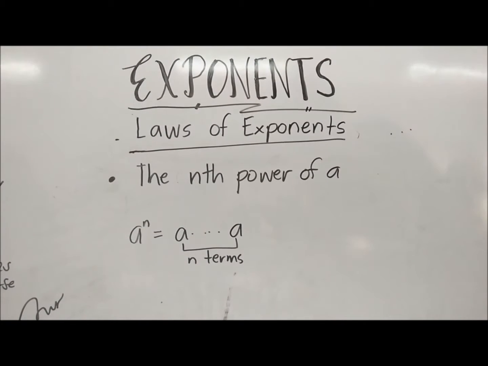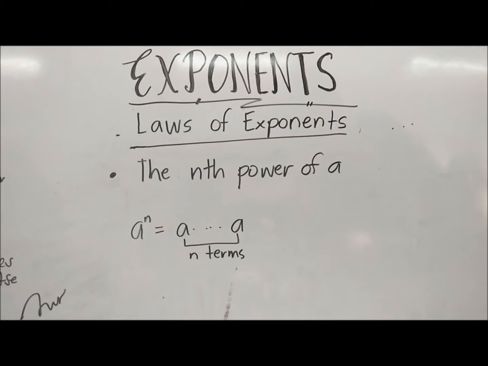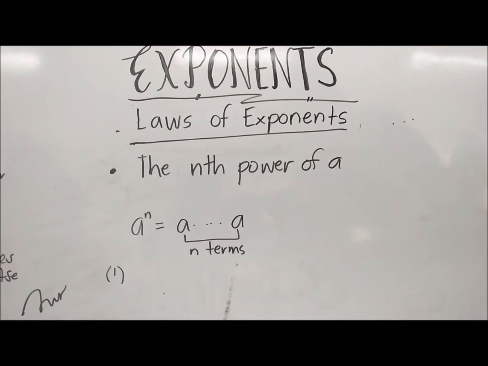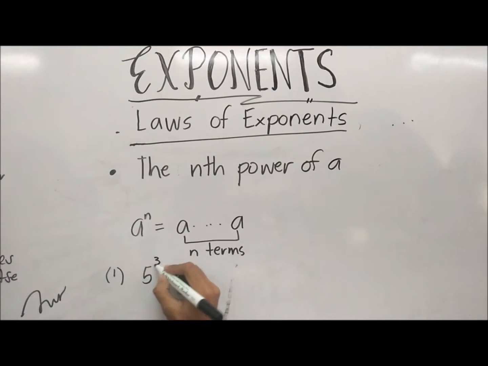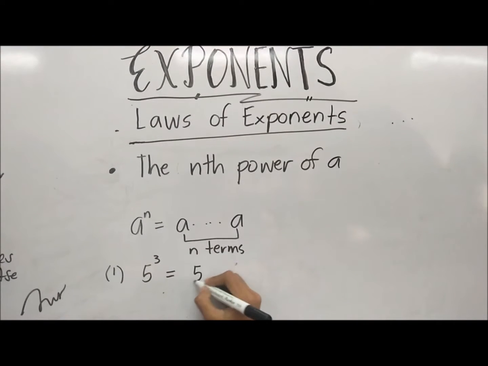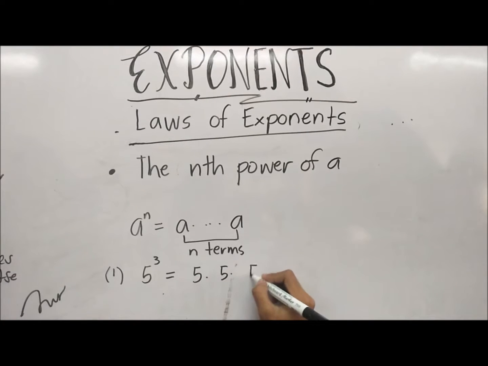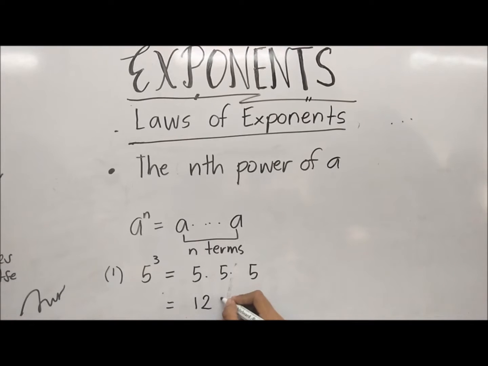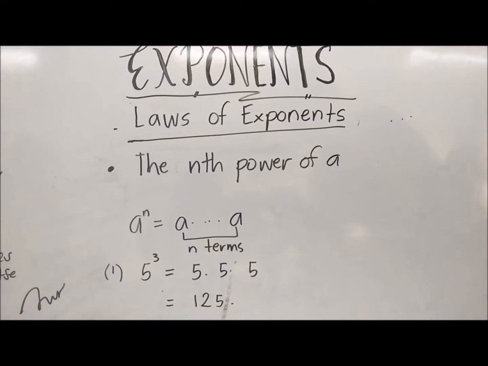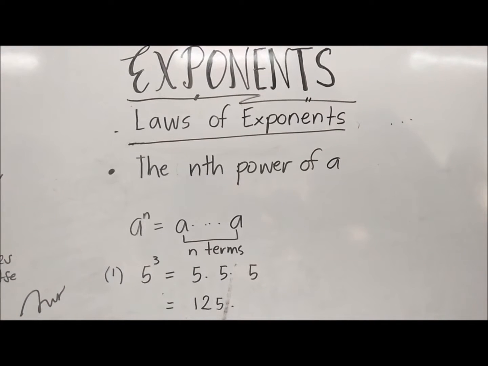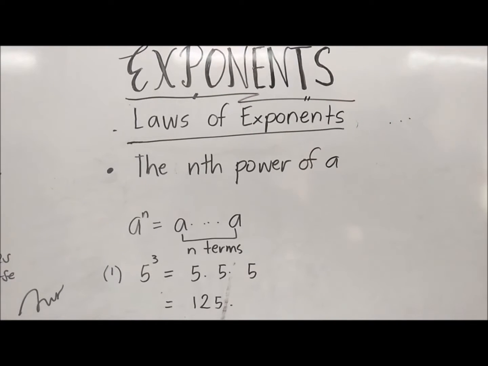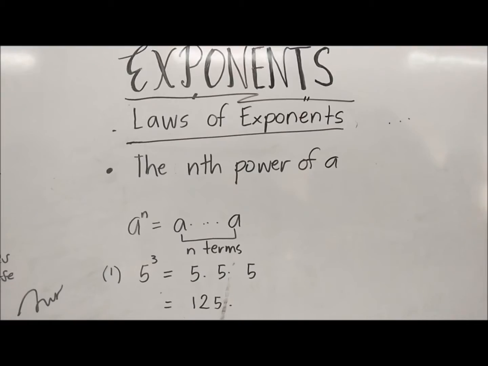For further information, let's give some examples. Example number 1: 5 raised to 3 is equal to 5 times 5 times 5, which is equal to 125. As we can see in example number 1, the exponent is 3, so the exponent tells the base to multiply itself 3 times.